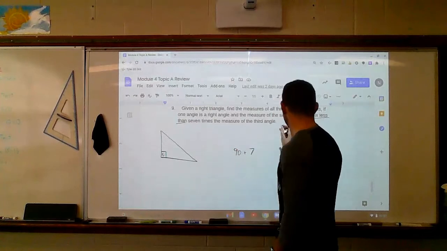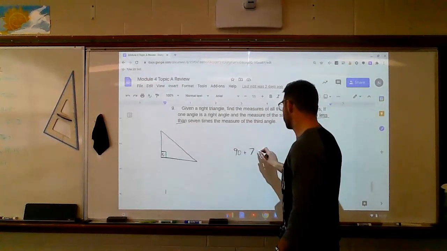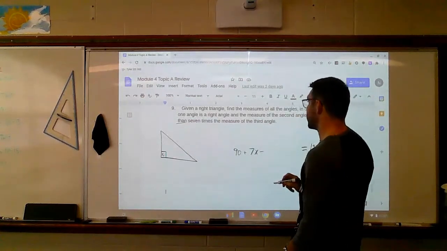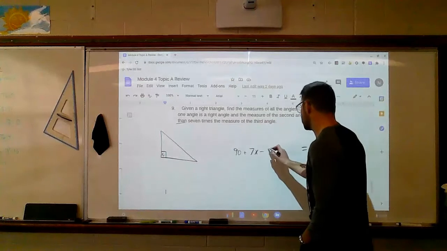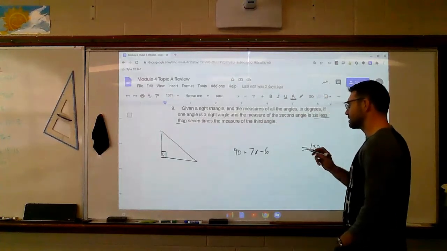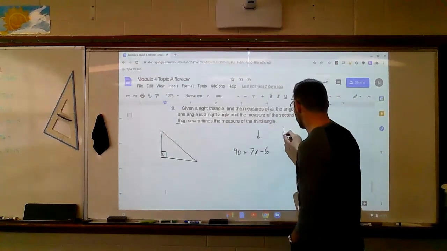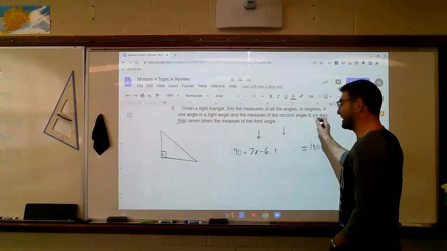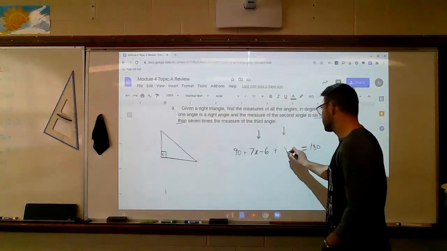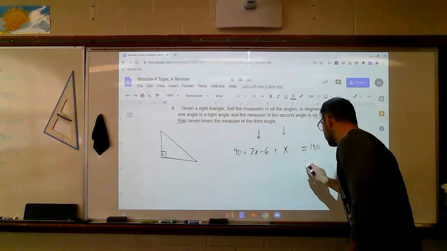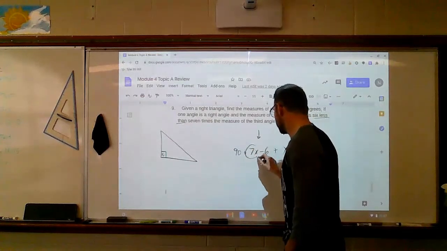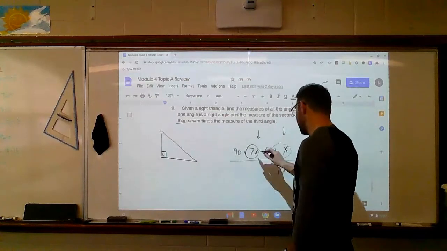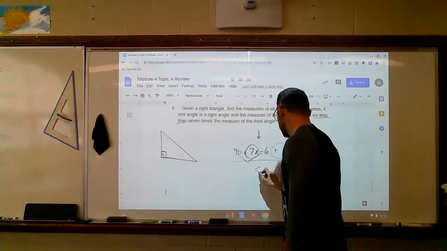So 7 times the measure of the third angle, so 7x, minus is the less than, the measure of the second angle is 6 less, so minus 6. So this is one of the angles right here. What's the other angle? So 7x minus 6 is the second angle. The third angle is just x. So now I solve. Combine like terms. 7x plus x is 8x. 90 minus 6 is 84.